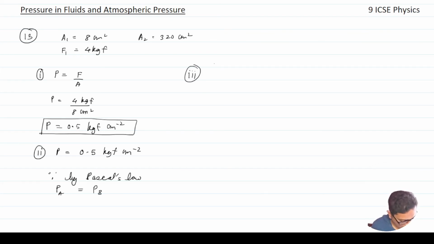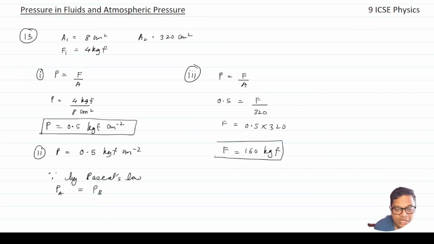The third one, the thrust on piston B. So pressure is thrust upon area. So this we have 0.5. So this is F and this is 320. So F will be 0.5 into 320. We get F as 160 kgf. So 160 kilogram force is the force experienced on piston B. Okay, let's move to the last question.